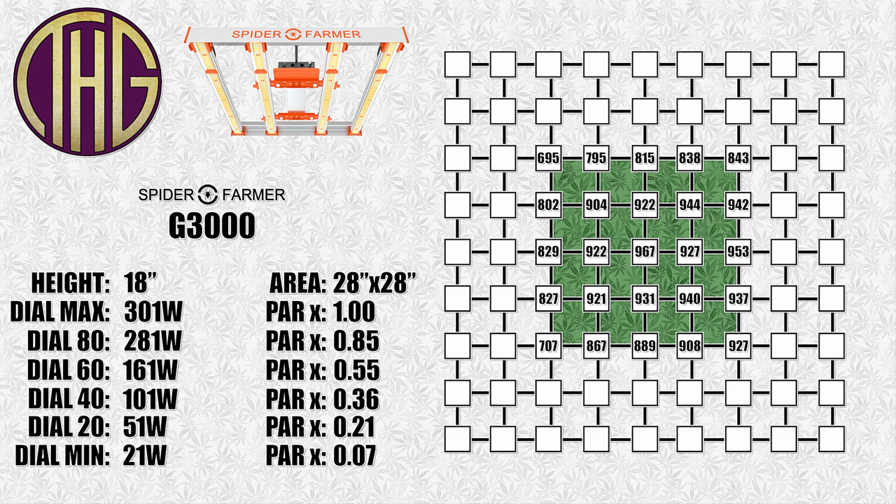We also took PAR readings with the light dimmed down and averaged what the results were, which gives you the PAR multipliers on the left. All of the readings shown on the screen are at full power, and to get the light levels at different dim settings, just multiply the shown PAR value by that number. For an example, the center reading at 18 inches is 967, but if we have the light set to 60, we would multiply it by 0.55 and get a result of 532 PAR, which will get you pretty close with all of the values shown.